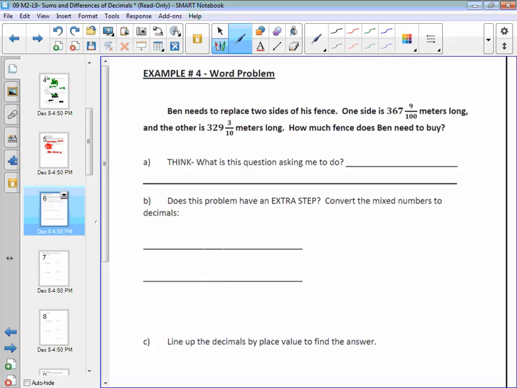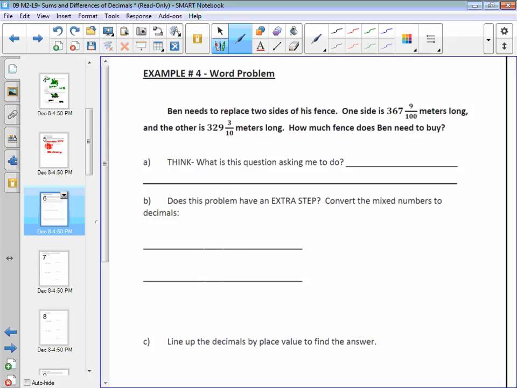This is the last one together. 2 steps. Not only do you have to decide what operation, but you also have to convert it to decimals before you do that operation. Add or subtract. Let me say you have to add. Let me say you have to subtract.